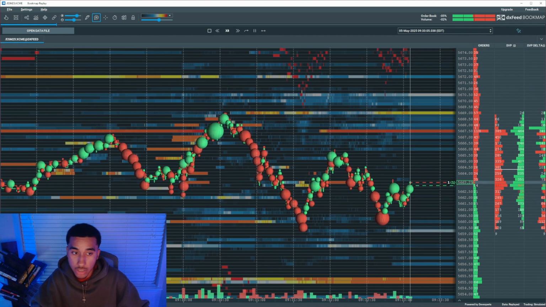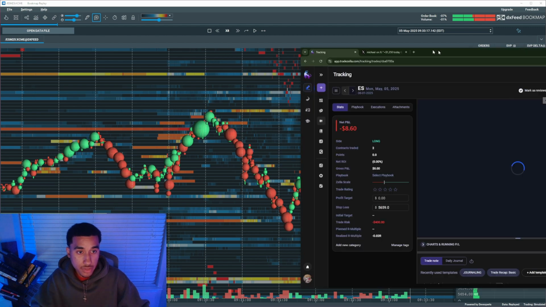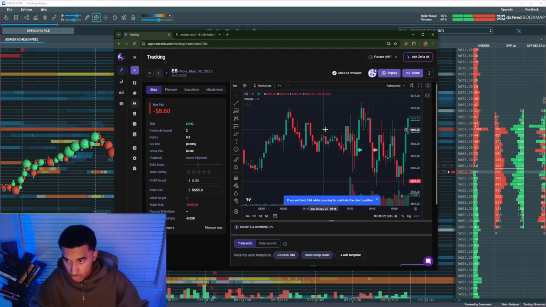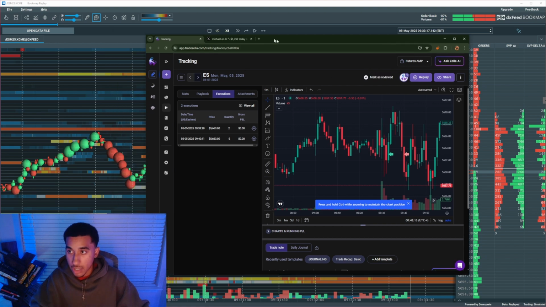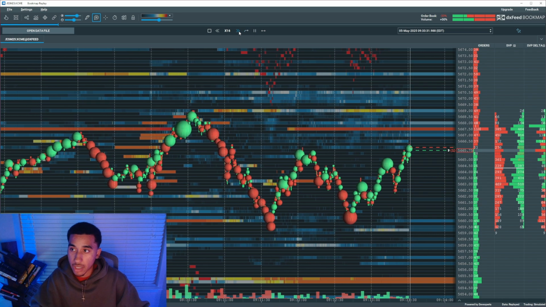Now, I took this trade here, and I'll show you guys my executions for this trade. This is the first trade. This is TradeZella, by the way. So I took this trade here, stop at 56.59. My execution was at 56.63. That's where I got filled. And then I was in profit for a good while, but I ended up getting stopped at break even.